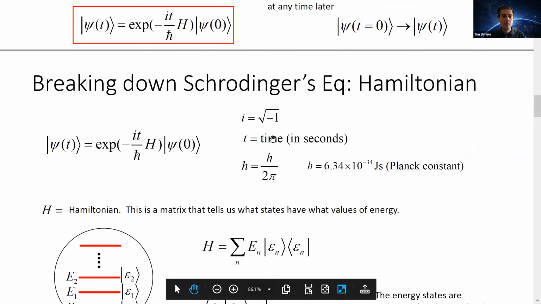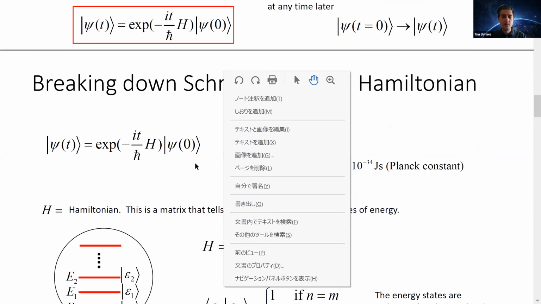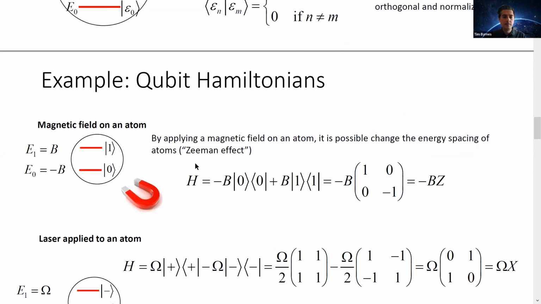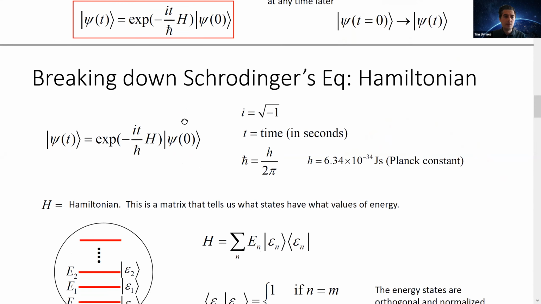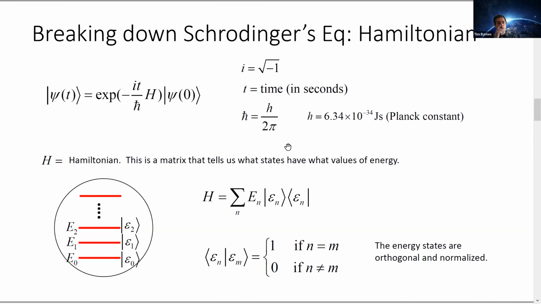Okay. So let's break down Schrodinger's equation. So what is this thing? Okay, so let's break it down. Let's look at this form with this exponential. So this is our initial state. That's the state that we start with, and this is the final state, the thing that we're trying to work out. Okay. So what's all this stuff here?